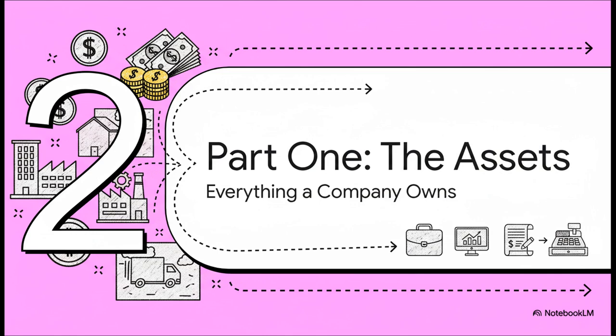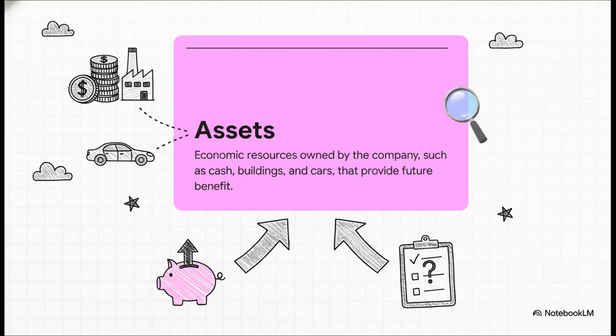Let's start on the left side of that scale. Assets. This is the easy part. It's basically all the cool stuff a company owns and controls. So the textbook definition sounds a little dry, but here's the deal. An asset is just anything that company has that's expected to make it money in the future. Just think of it as what you own. And these get split into two main categories.